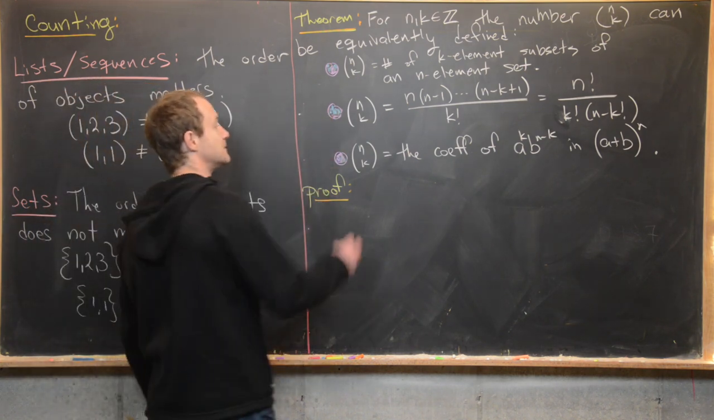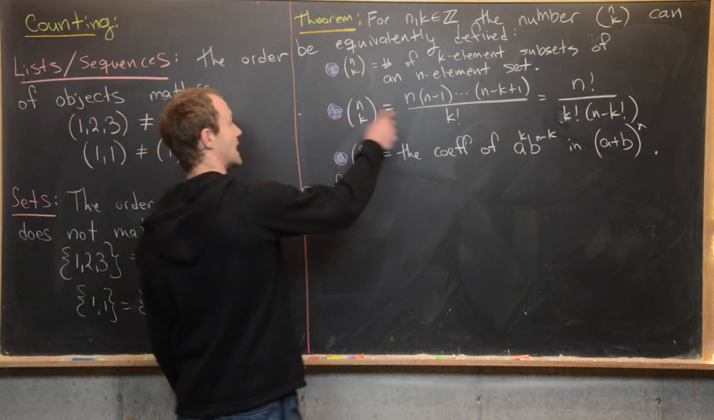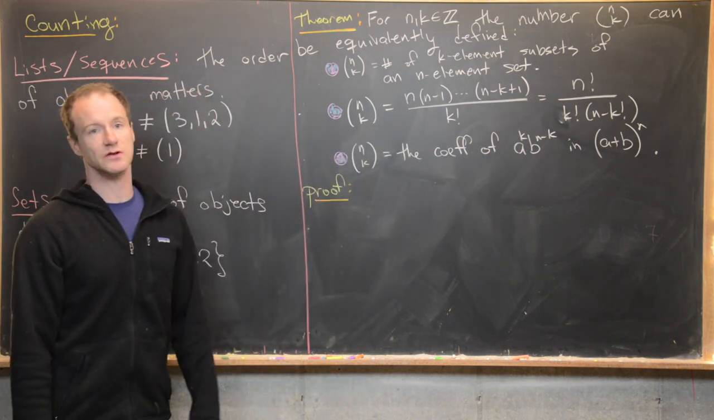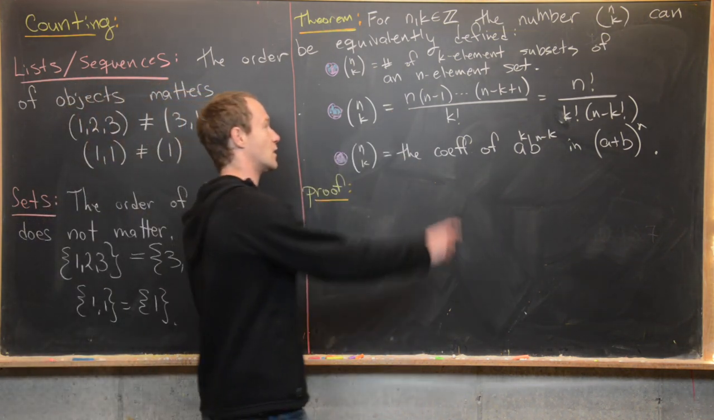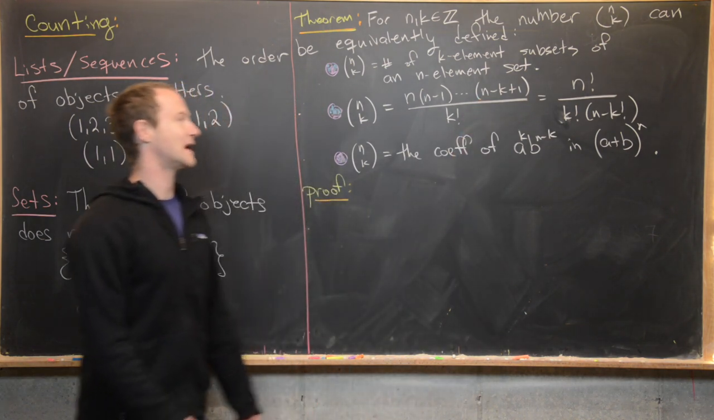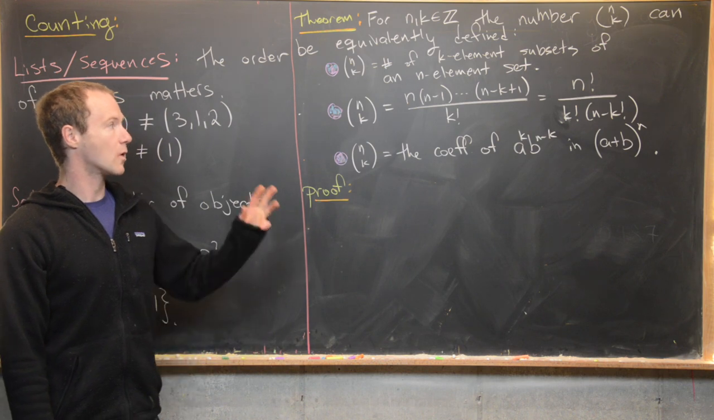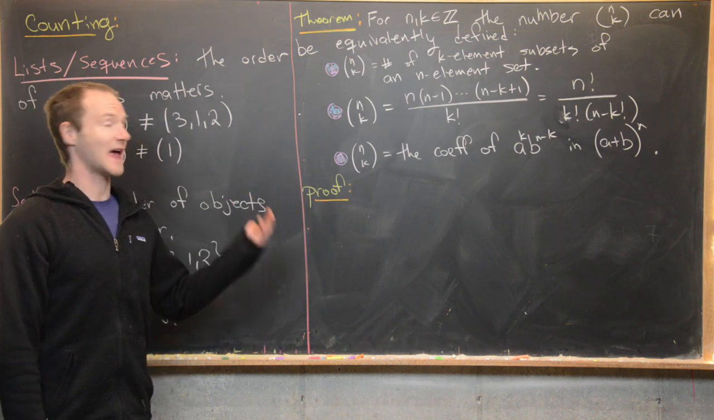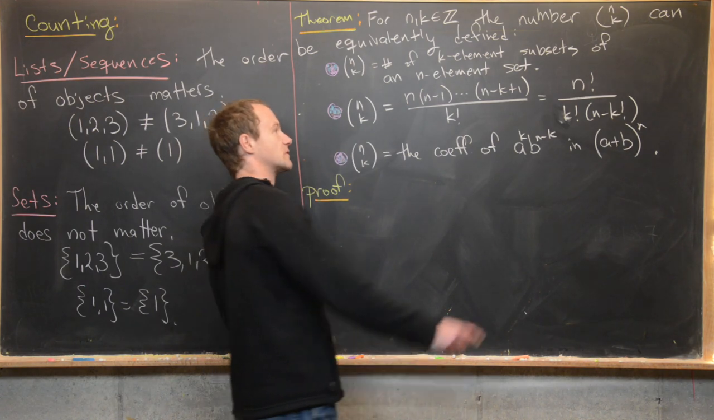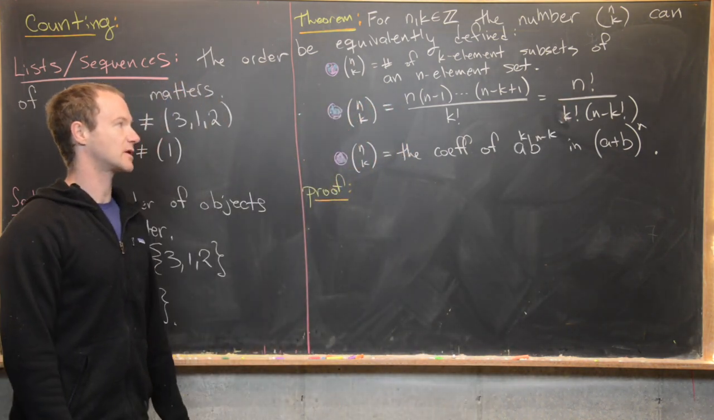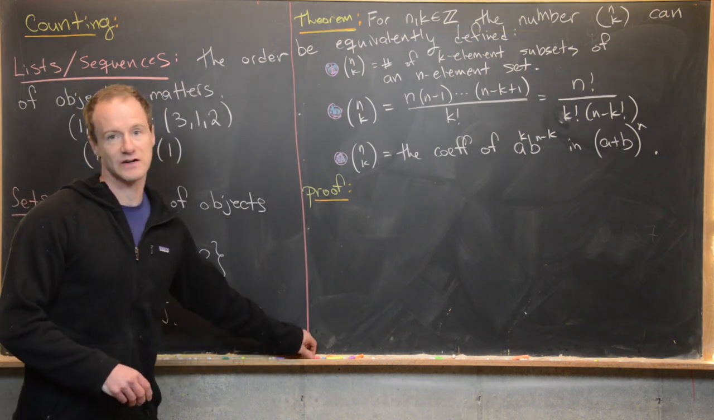Okay, next, n choose k can be arithmetically defined as follows. So it's this descending product in the numerator, n times n minus 1, all the way down to n minus k plus 1 over k factorial. Or if n is a positive integer, you can also write this as n factorial divided by k factorial and then n minus k factorial.